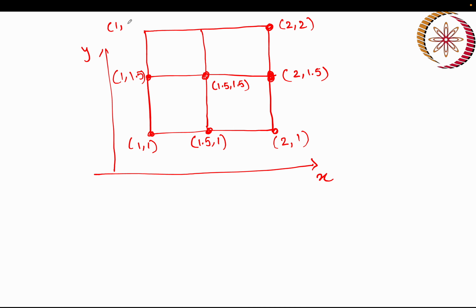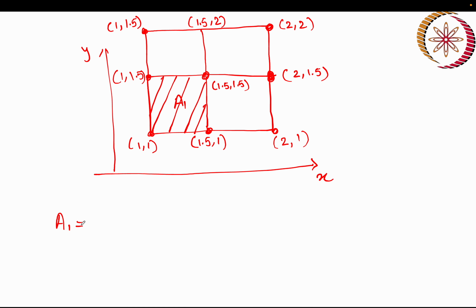This point x is 1 and y is 1.5. For this point x is 1.5, y is 2. Okay, so this is the area or region over which we want to find out the integral. So first of all, we'll see how we can get the integral over one of the areas, let's say A1.